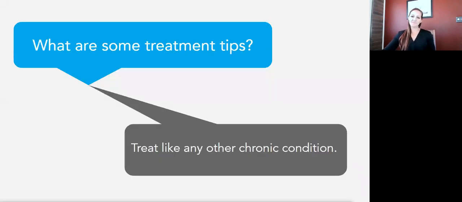Okay, so you might be asking, what are some treatment tips? Honestly, the most important thing, like we talked about earlier, is to just treat this like any other chronic condition. Some of the ways we treat chronic conditions are we provide care promptly when the patient is seeking care. When I think about treating a DKA patient when they arrive in the emergency department in crisis, that's when we treat them, right?